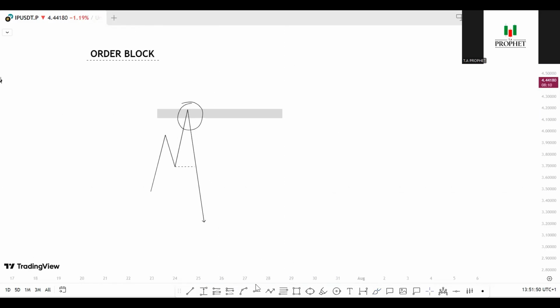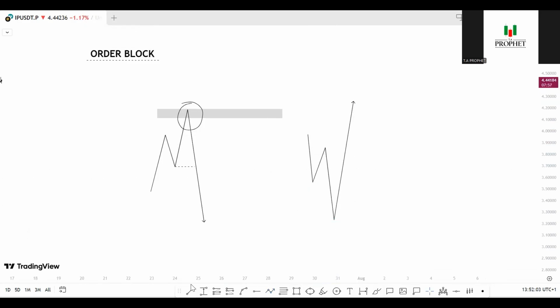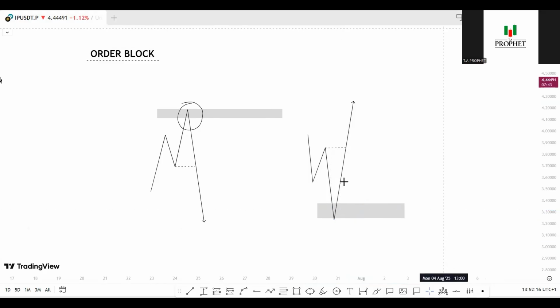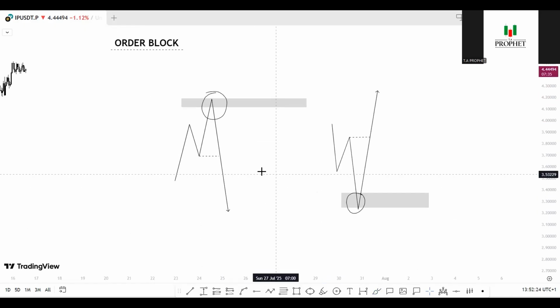The same thing applies if the market was on a downtrend. Then there was an impulsive move to the upside, breaking the structure. Now the last bearish candle before that impulsive move to the upside is a bullish order block. You understand? I want to look at everything on the chart, but I'll just make an illustration for now.